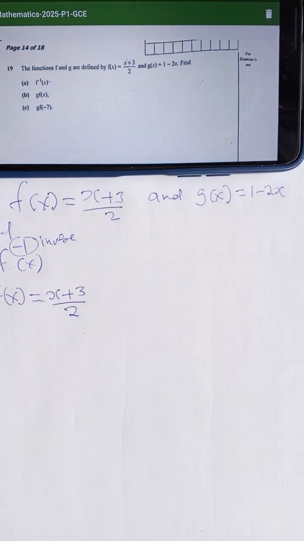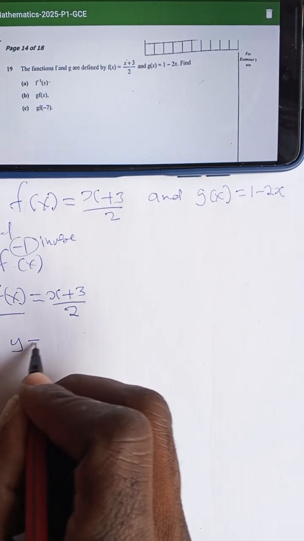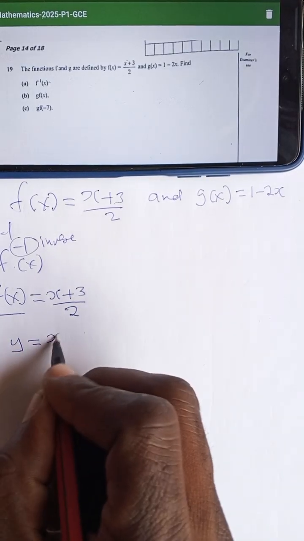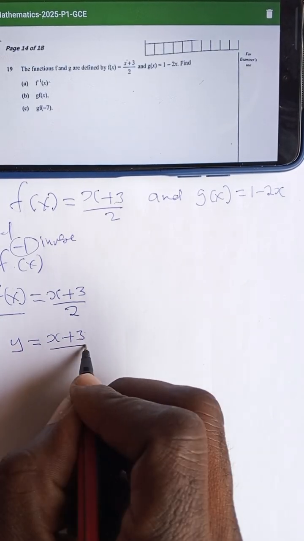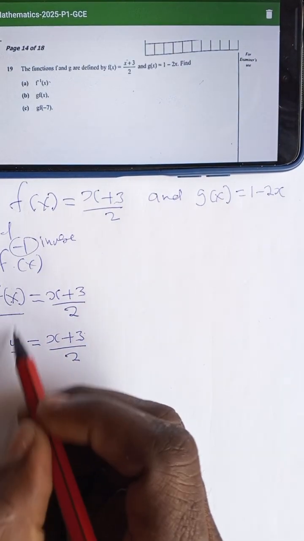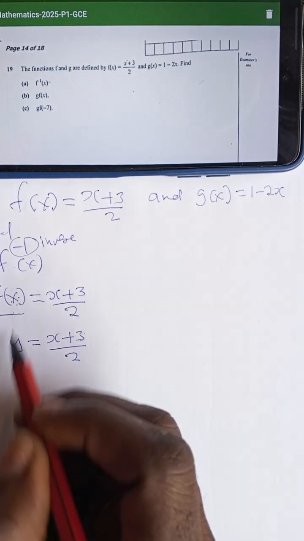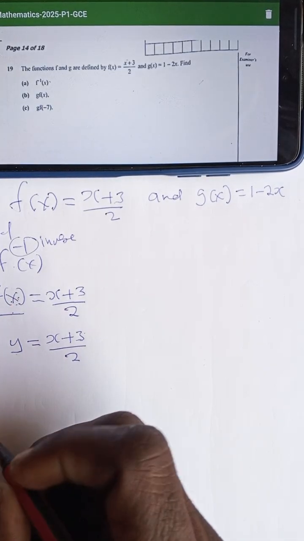So what do we do? To find the inverse function, there are steps to follow. Step number 1: let f of x represent any letter. At this particular moment, we are used to y. So where there is f of x, we replace it with the letter y. Then we copy x plus 3 over 2 the way it is on this side. So that's step number 1.